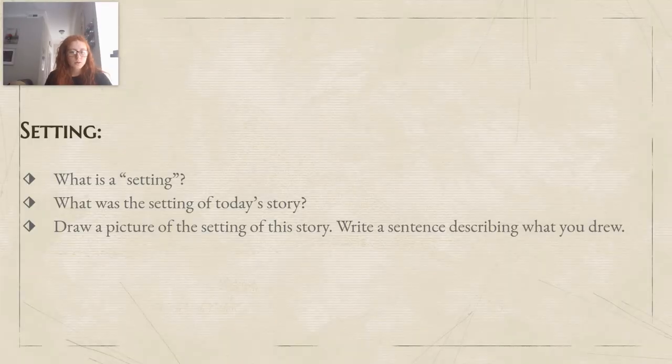All right. So what is a setting? A setting is where a story takes place, right? And what was the setting of today's story? Along the Nile River in Egypt, right? I want you to draw a picture of the setting of this story, and then I want you to just write a sentence describing what you drew, okay? And I want you to take a picture and send it to me.